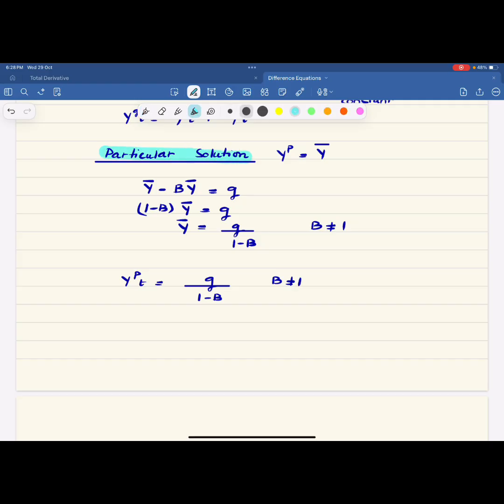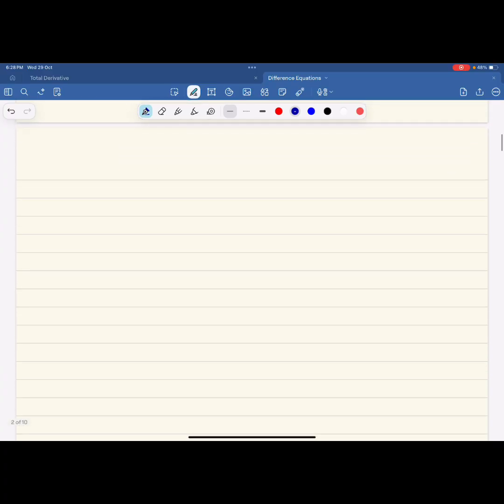What if beta is equal to 1? Let's discuss that as a side note. What happens then? If beta is equal to 1, we take our trial solution for the particular equation to be dependent on time. So what does this mean for our equation?